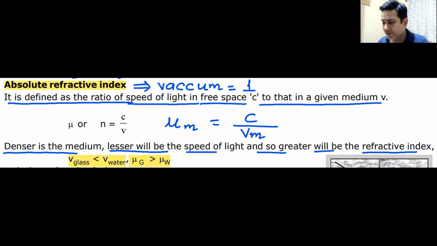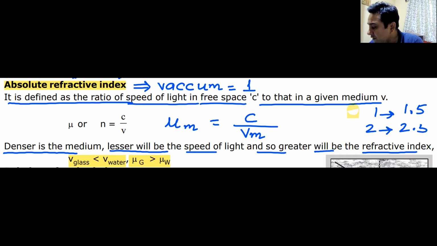Yes, sir. So refractive index tells us how fast light moves in that medium. Light is the fastest in vacuum. Refractive index of vacuum is 1. Refractive index of any other body will be more than 1. For example, we have two mediums. The refractive index of medium number 1 is 1.5. The refractive index of medium 2 is, let us say, 2.5. That means medium 2 is denser, medium 1 is rarer.